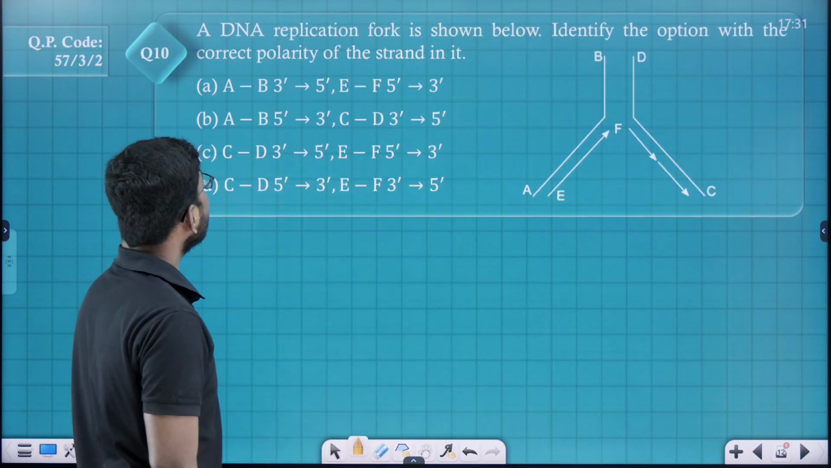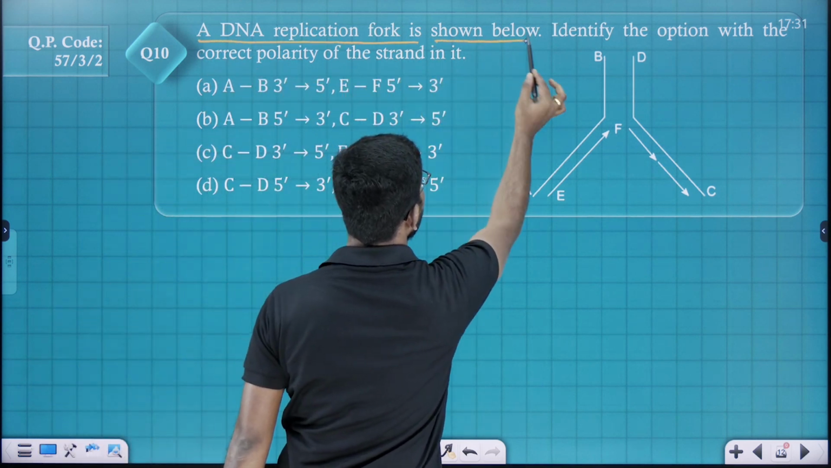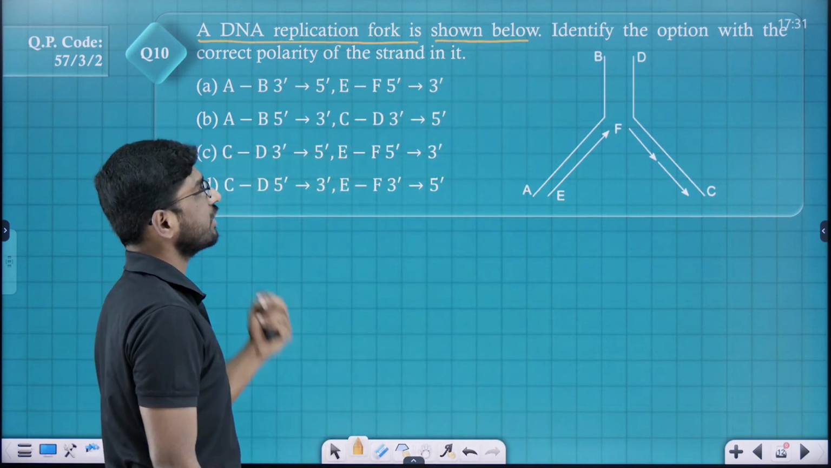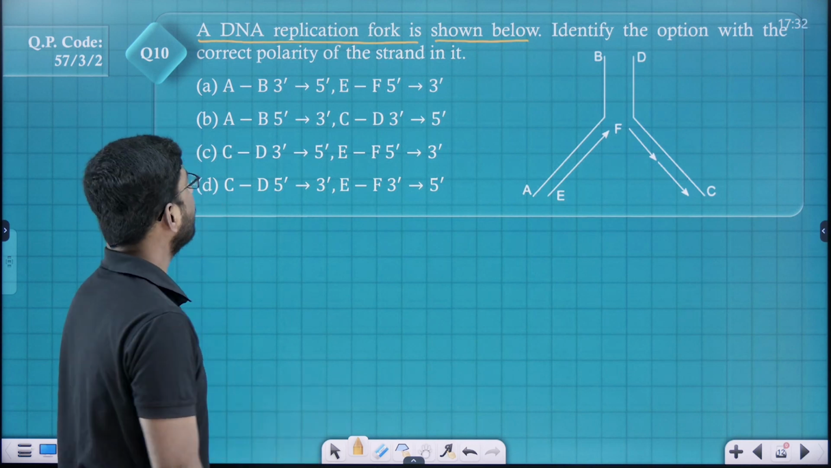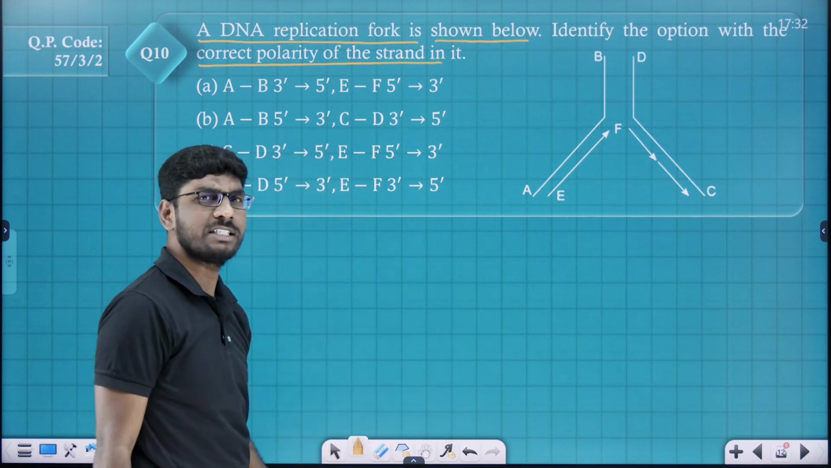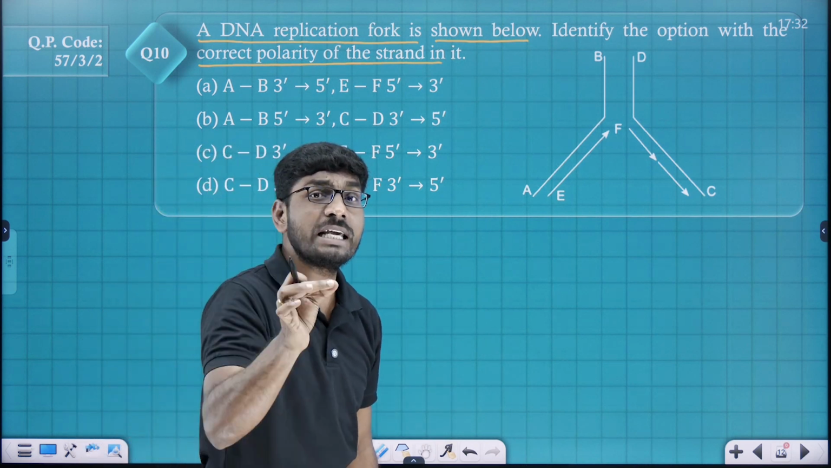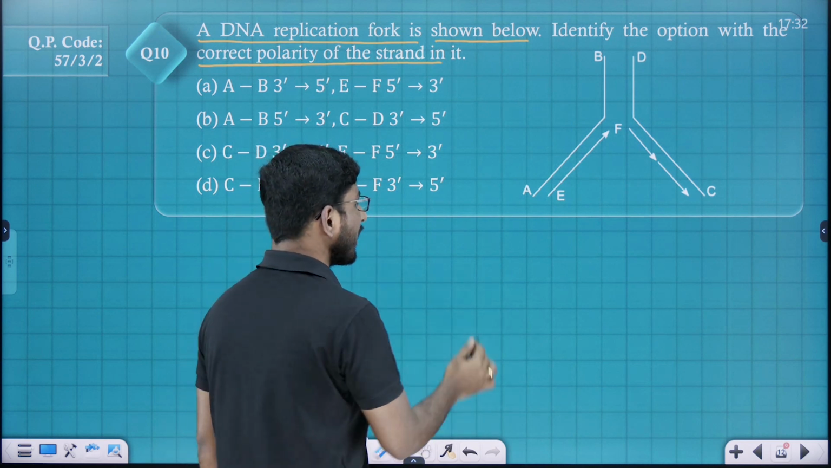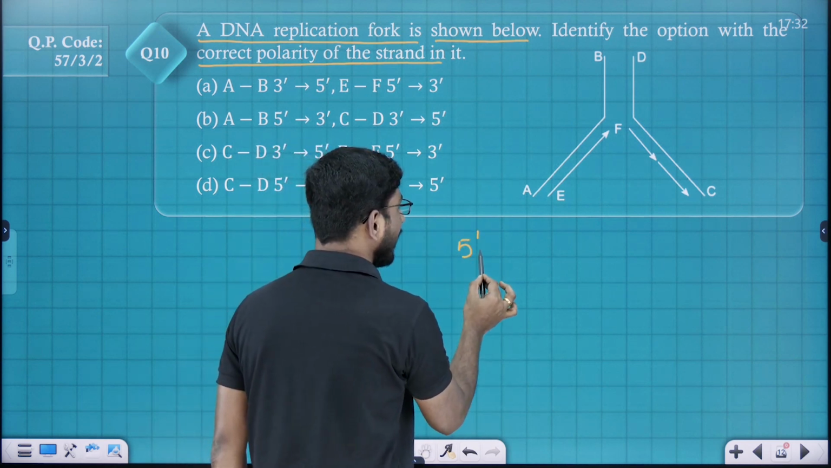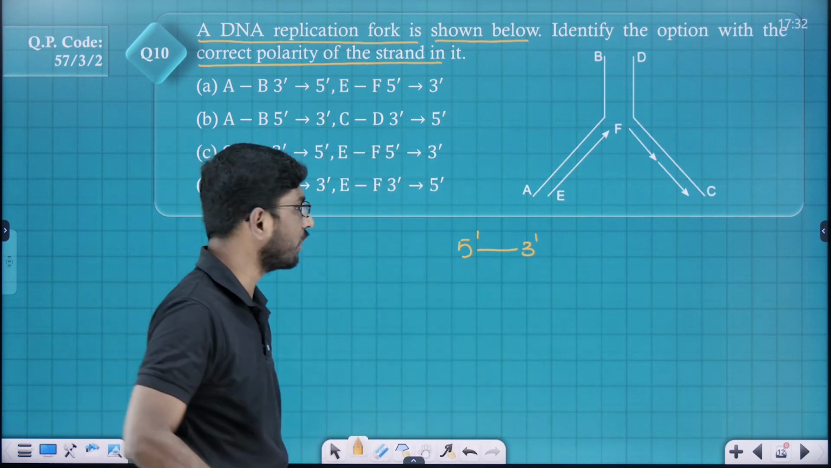Next question. A DNA replication fork is shown below. Identify the option with the correct polarity of the strand. Very easy diagrammatic questions. We know new DNA always polymerizes from which prime to which prime? Tell me. 5' towards the 3'. Right, 5' toward the 3'.